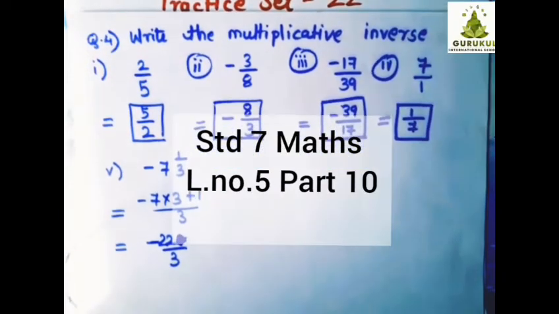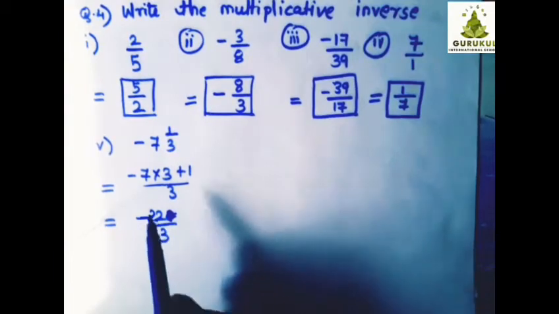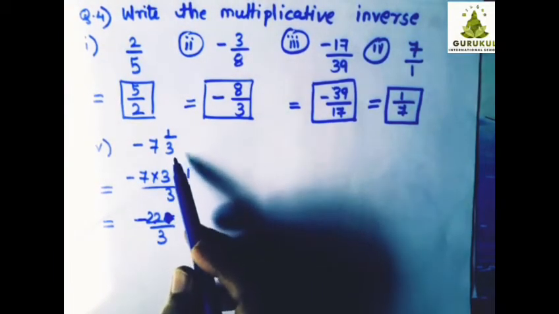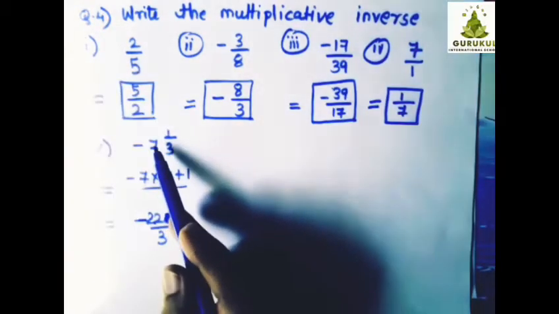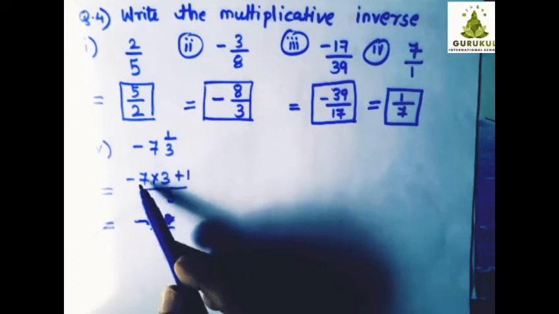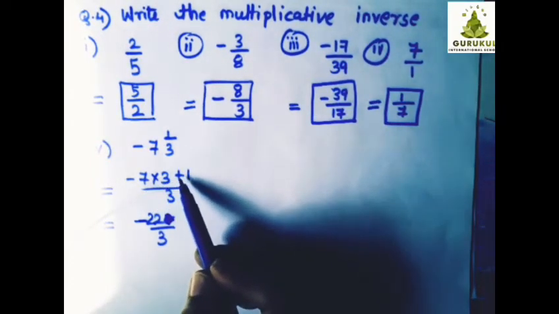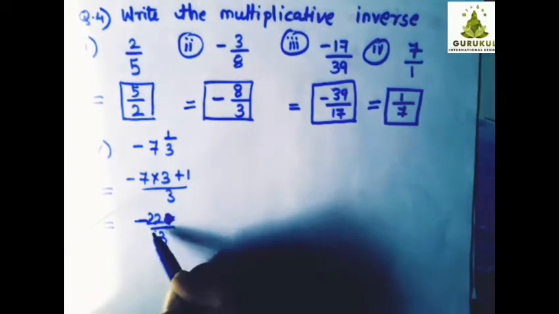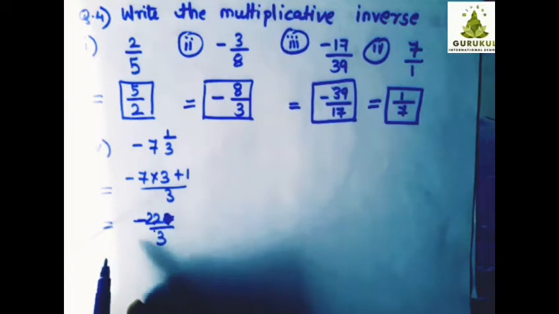In fifth sum, they have given us a mixed fraction, minus 7 integer 1 upon 3. So, in this one what we have to do? Keep this minus sign aside, do not think about it. First you convert this to a normal fraction, that is 7 into 3 plus 1, that is 7 3s are 21 plus 1, 22 upon 3, and the minus symbol we have to write as it is.